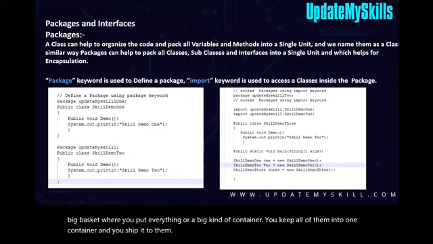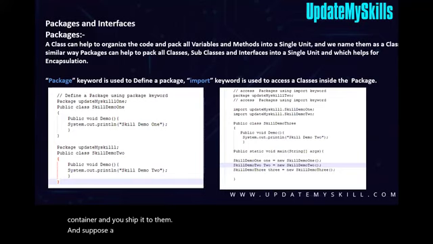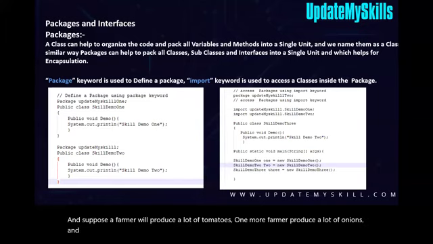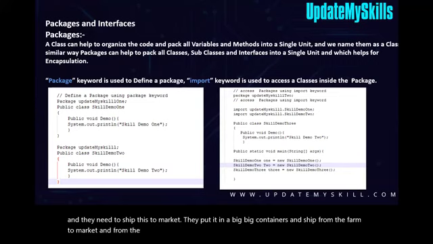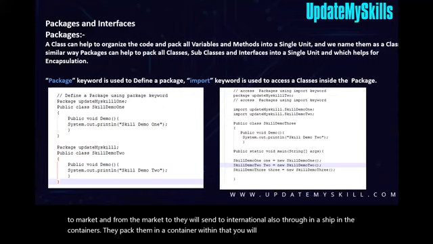Suppose a farmer produces a lot of tomatoes, and one more farmer produces a lot of onions, and they need to ship this to market. They put it in big containers and ship from the farm to the market, and from the market they send it internationally also, by ship in containers. They pack them in a container, and within that you will have all tomatoes, or all onions, or something like that.